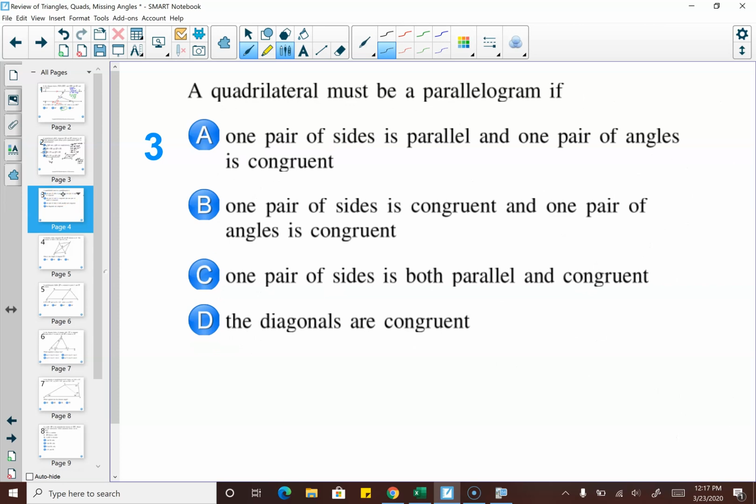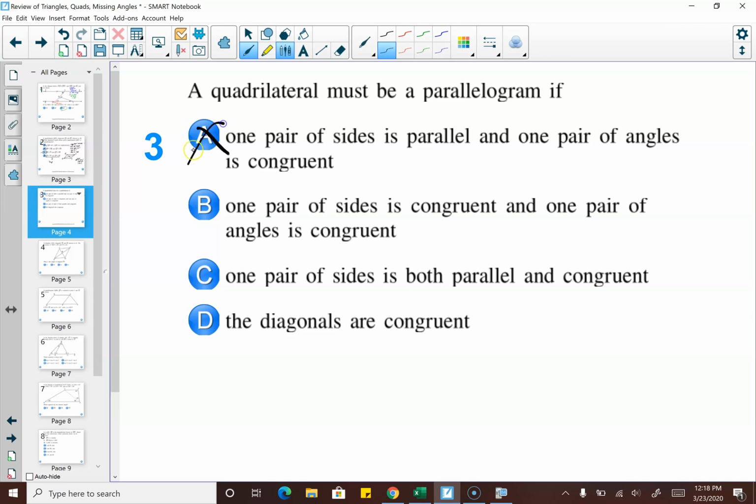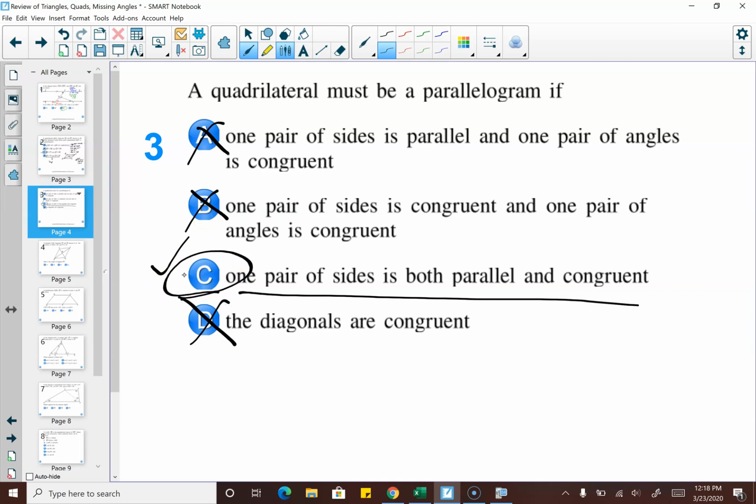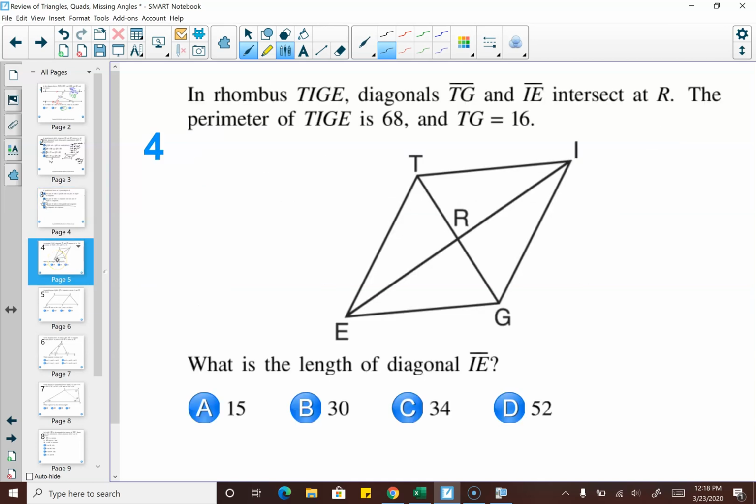A quadrilateral must be a parallelogram if, and this really goes off the same thing, one pair of sides is parallel and one pair of angles is congruent. We know that's not it. One pair of sides is congruent and one pair of angles is congruent. That's not it. One pair of sides is both congruent and parallel. That looks like our hidden one. And the diagonals are congruent. That doesn't help us. So our winner there is choice C.